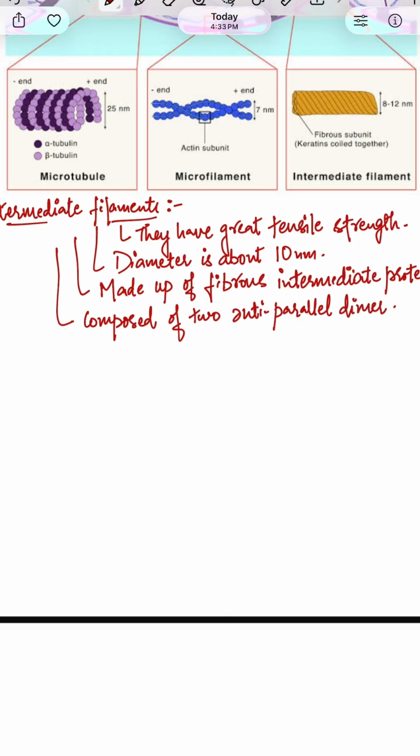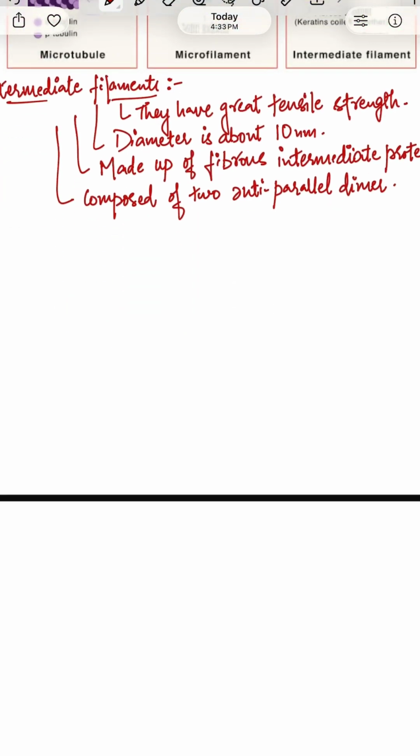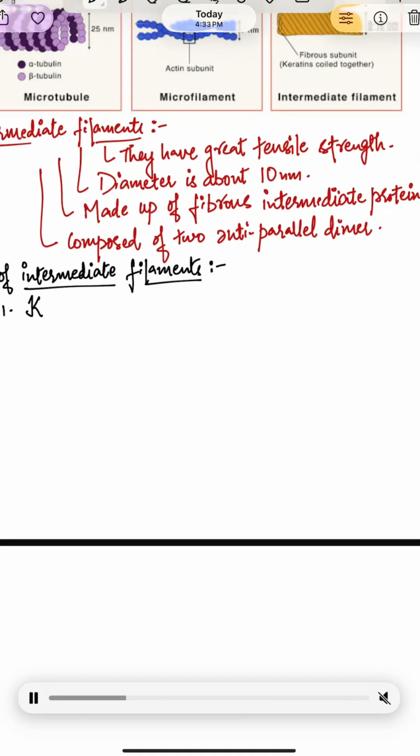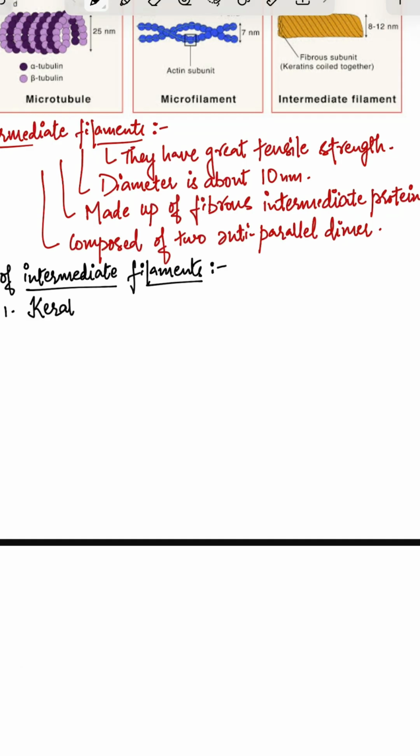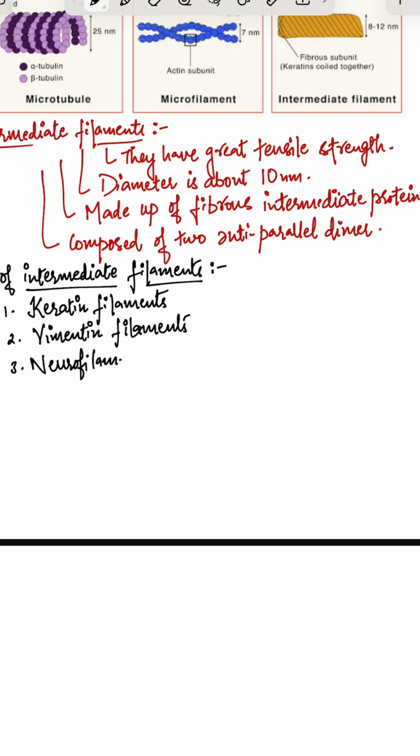Now when we study types, they are basically divided into four types of filaments. Keratin filaments. Next is vimentin filaments. Third are neurofilaments. And the last one, nuclear lamins.